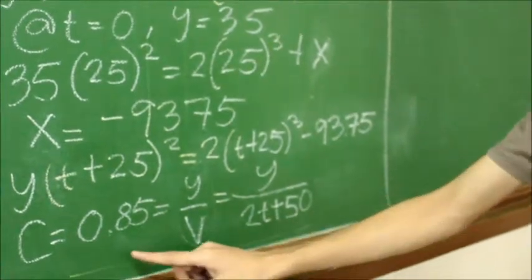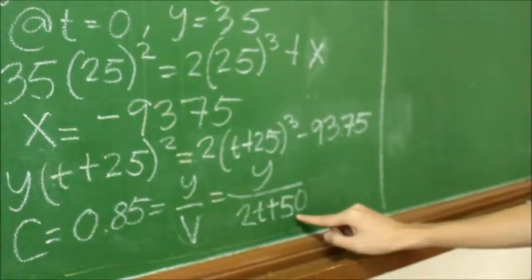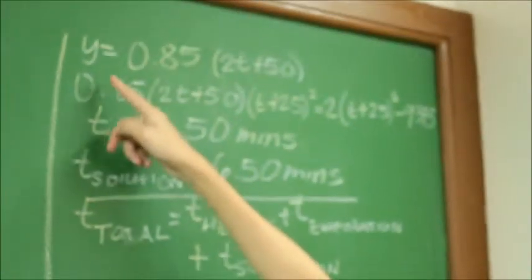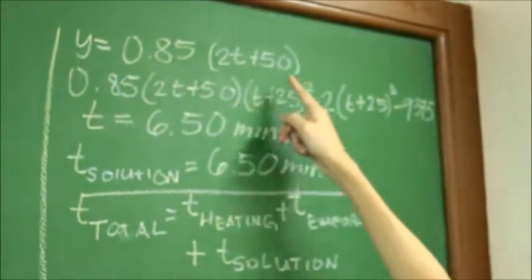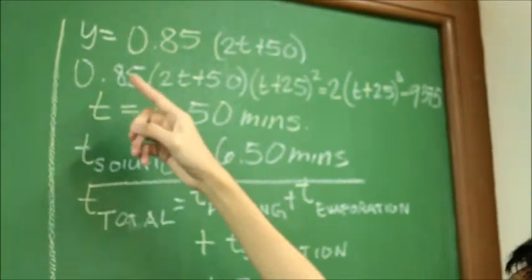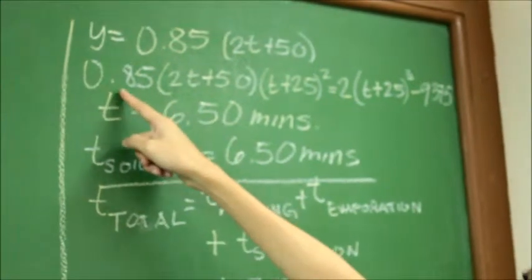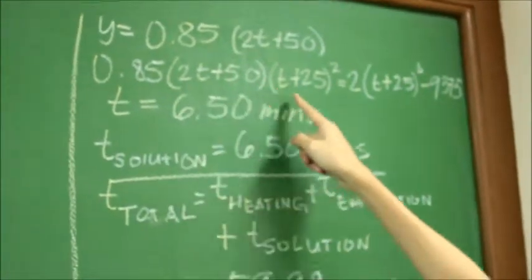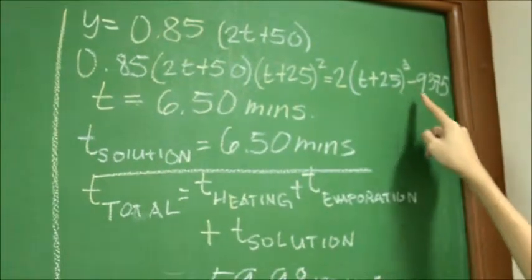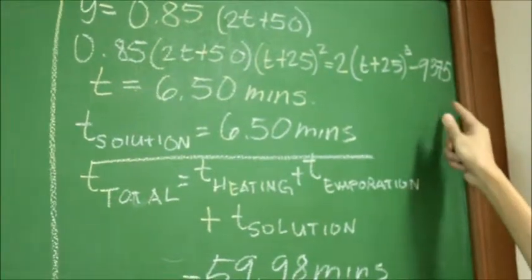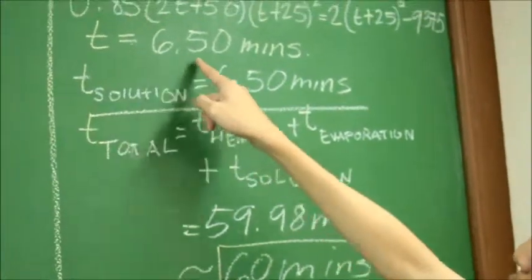Since we know that C is equal to 0.85 is equal to y over v, which is equal to y over 2t plus 50, we get another expression for y, which is equal to 0.85 times quantity 2t plus 50. We substitute the expression for y into our previous equation, and the equation will become 0.85 times 2t plus 50 times t plus 25 quantity squared equals 2 times t plus 25 quantity cubed minus 9,375. And we do some algebraic operations, and we get t is equal to 6.50 minutes.